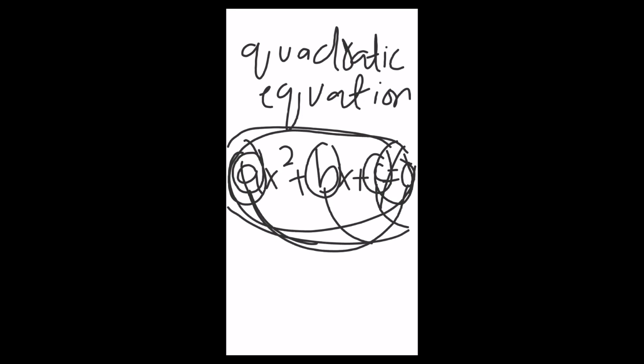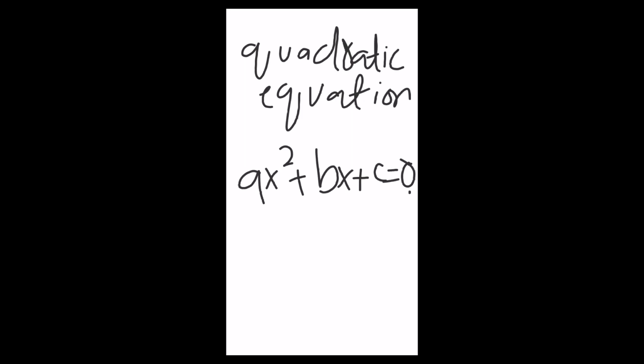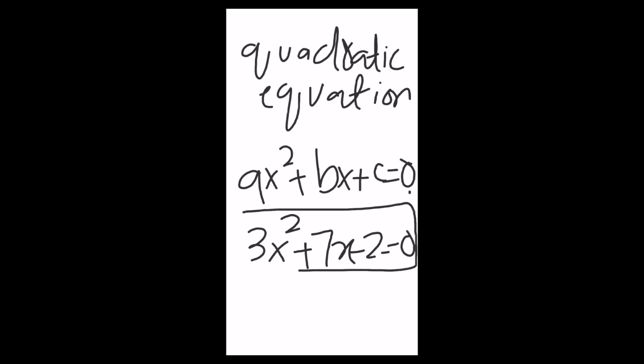So we have to see that a should not be equal to 0, so that we have an actual form of x as well. For example, now I'm going to write a quadratic equation similar to the standard form ax squared plus bx plus c is equal to 0. If, for example, I write 3x squared plus 7x minus 2 equals 0, that is my standard form.